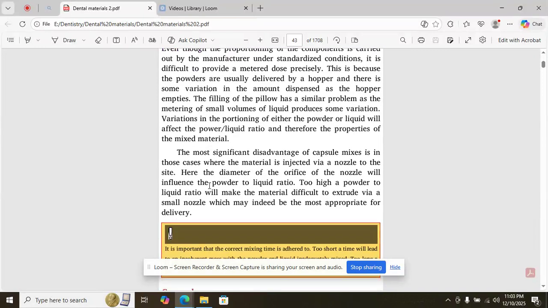The most significant disadvantage of capsule mixes is in those cases where the material is injected via a nozzle to the side. Here the diameter of the orifice of the nozzle will influence the powder-to-liquid ratio. Too high a powder-to-liquid ratio will make the material difficult to extrude via a small nozzle, which may indeed be the most appropriate for delivery.